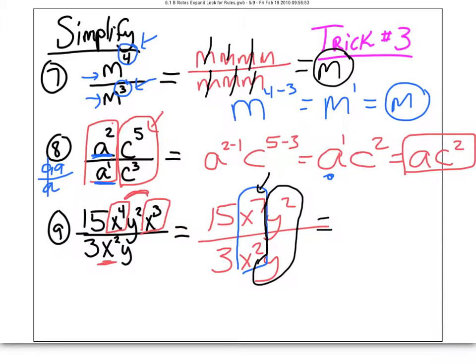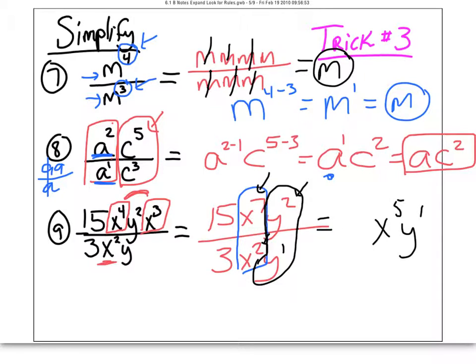So I have 7 x's on the top and 2 on the bottom. Remember on that you subtract. 7 minus 2 is 5. Here I have 2 y's. This y doesn't have an exponent, it's 1. So 2 minus 1 is 1.